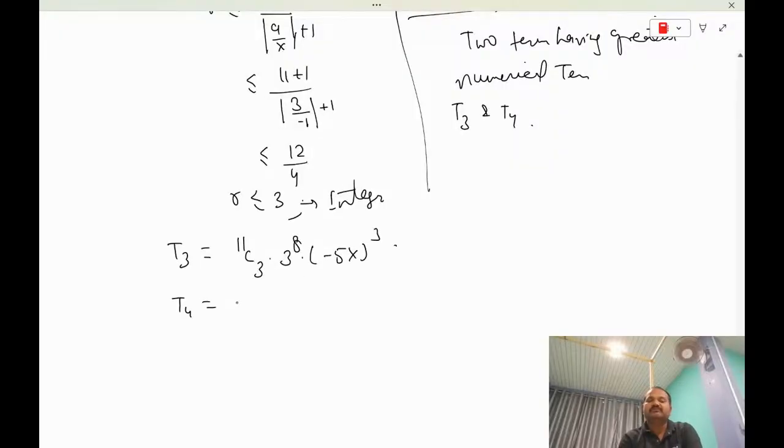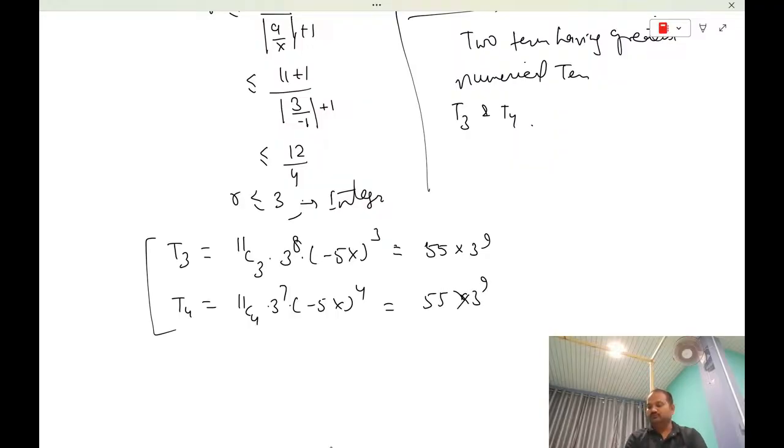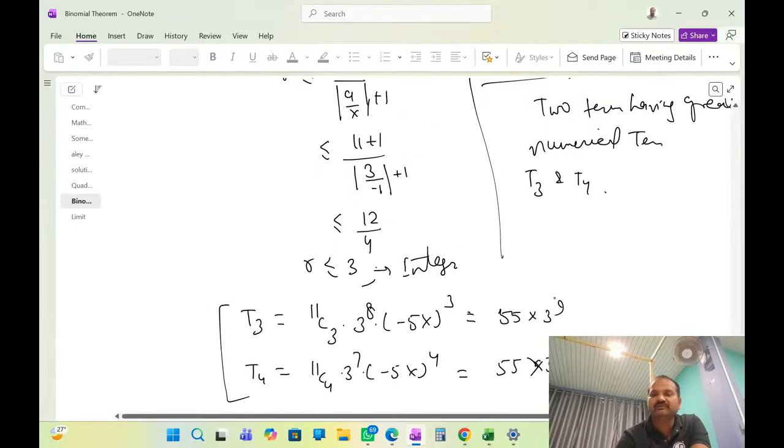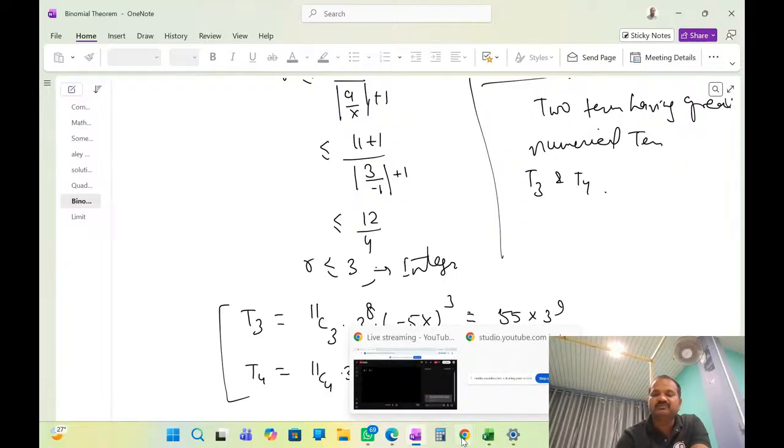Or we can find T4, which is 11C4, 3 to the power 7 into (5x) whole to the power 4. So when we solve these two, in both cases we will get the same numerical coefficient, which is the greatest numerical coefficient, and that will come as 55 into 3 to the power 9. Okay. So in today's video, we have seen which term has the greatest numerical value without finding the expansion of the series. Okay.